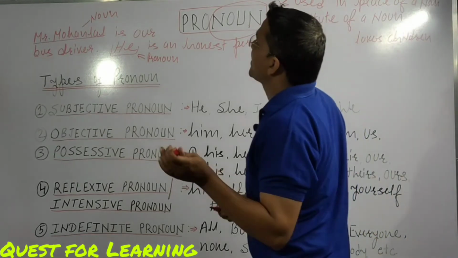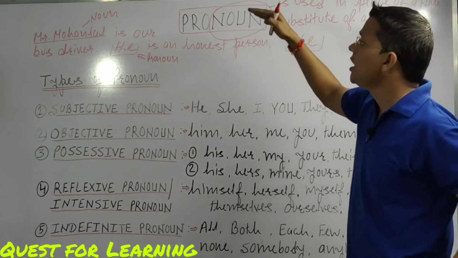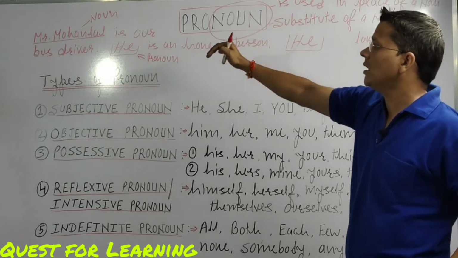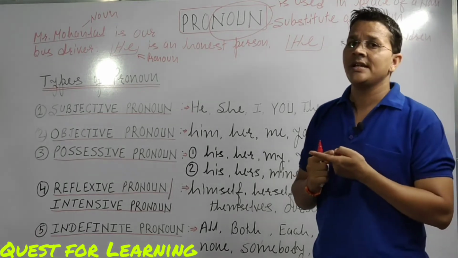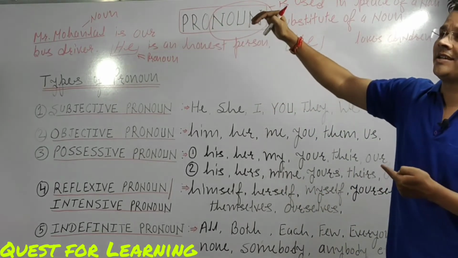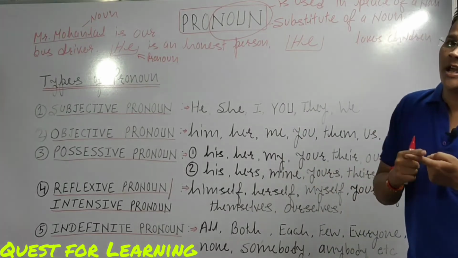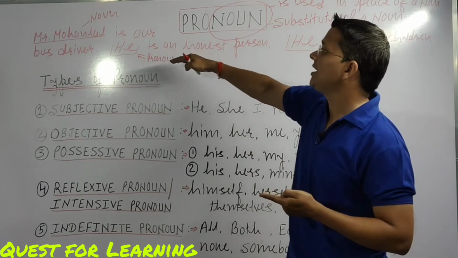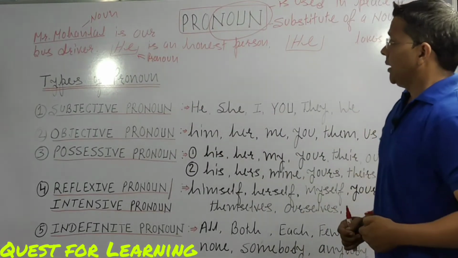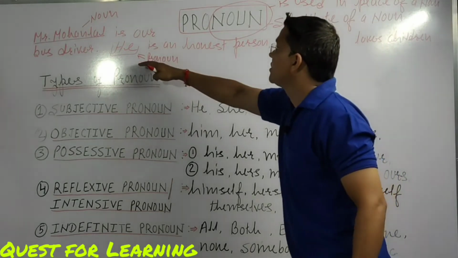And what we did over here, we have stopped the repetition of the same words. In the earlier sentence the repetition was going on, Mr. Mohanlal, Mr. Mohanlal. According to the language, there should not be repetition of the same noun again and again. So repetition is prohibited according to the language, and by using he, a pronoun, we have stopped the repetition of the same noun. That's why we have used he and pronoun.